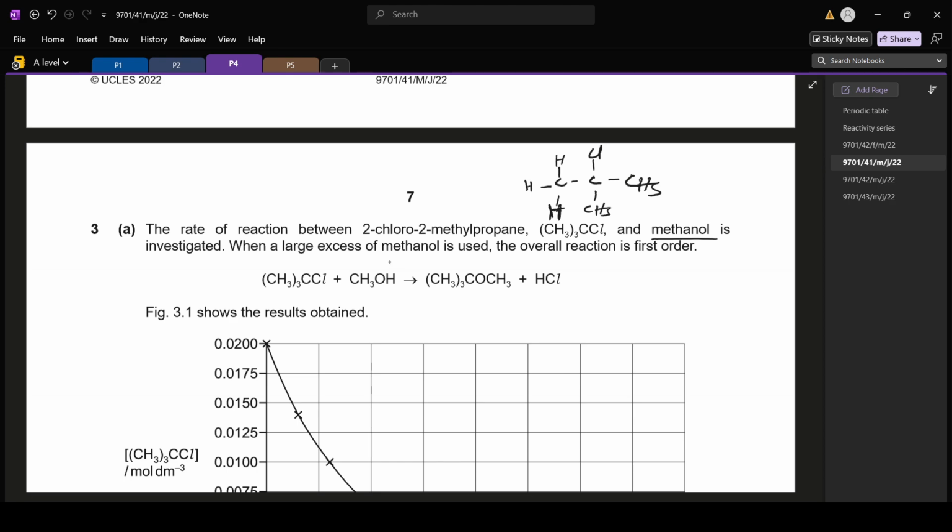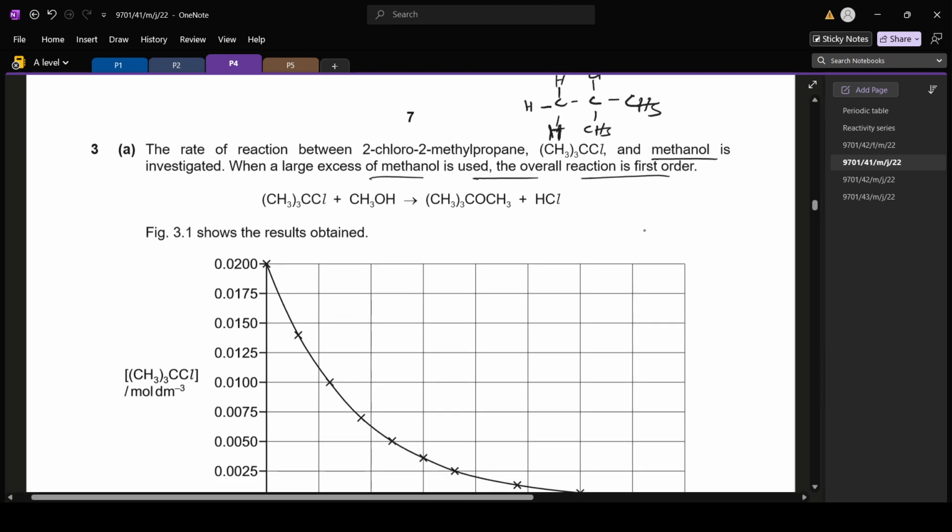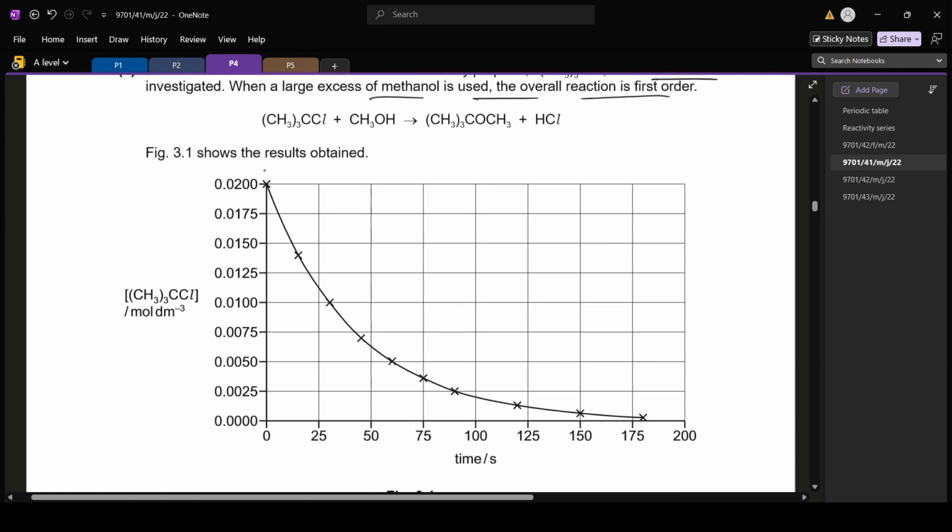A large excess of methanol is used. The overall reaction is first order. The large excess of methanol is used, so it will have no effect on the rate; this is going to be a zero order reaction. The order of the reaction with respect to methanol is 0, and the overall reaction is first order. The equation is given to you, and figure 3.1 shows the results obtained.